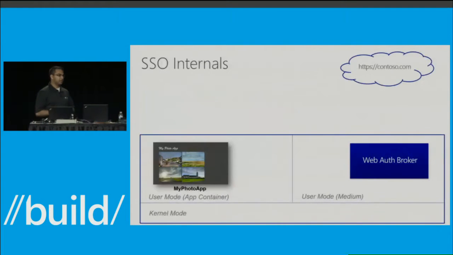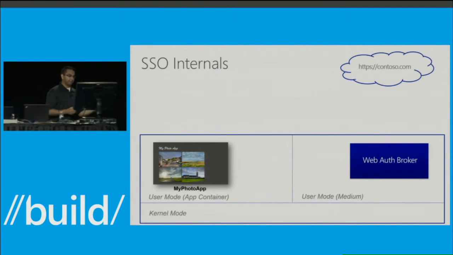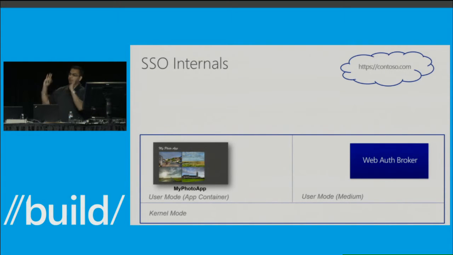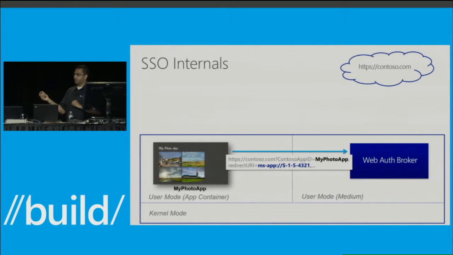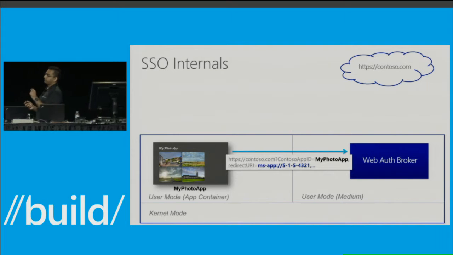Let's take a closer look at how the single sign-on mode with the Web Authentication Broker works. Again, the same sort of setup. I have my Photos app on the left, which is running in an app container, user mode. I have the Web Auth Broker component. I've just made it one box. It wants to connect to my online service, which in this case is contoso.com. My app makes a call to Web Authentication Broker. I do want to call your attention to the request.